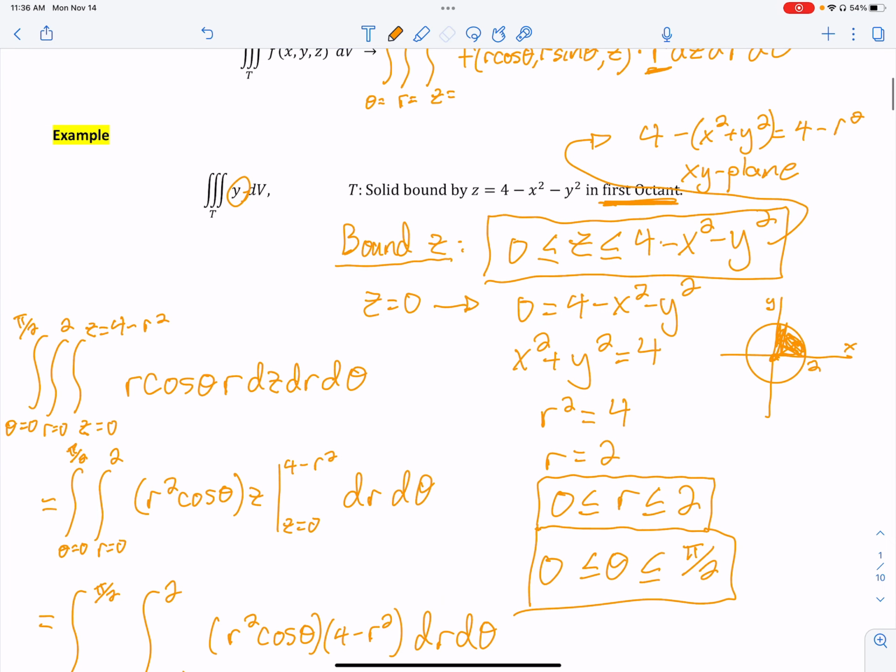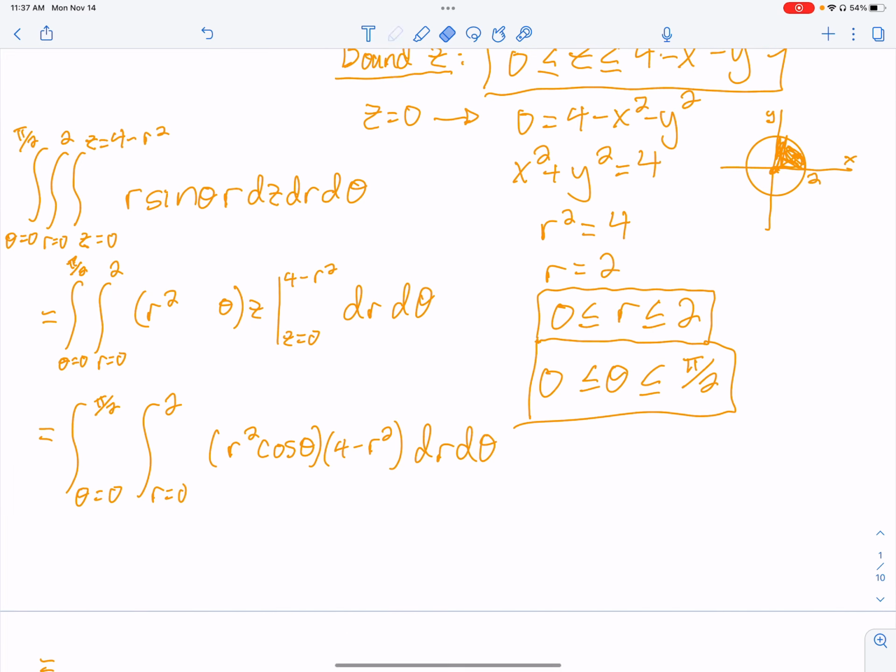Oh, I made a mistake back here. This cosine should be a sine. I'm glad I caught that. Sorry, you guys. So remember that y is r sine theta. All right, so this is a sine theta. There we go. Sorry, I was looking at my notes, and it wasn't matching.